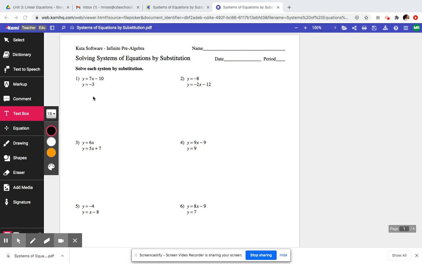So I'm going to show you how to solve systems of equations by doing the substitution method. Just going to do a few problems, and if you need any help, let me know. So let's do number one.